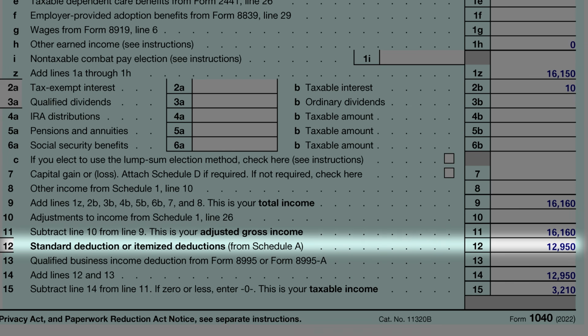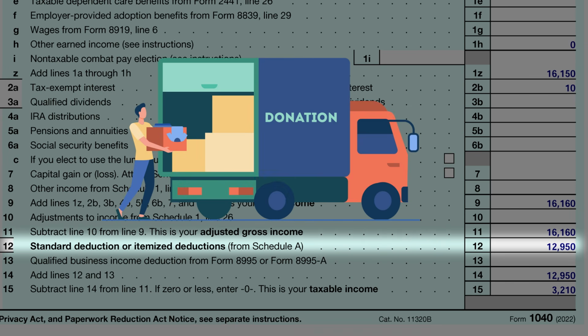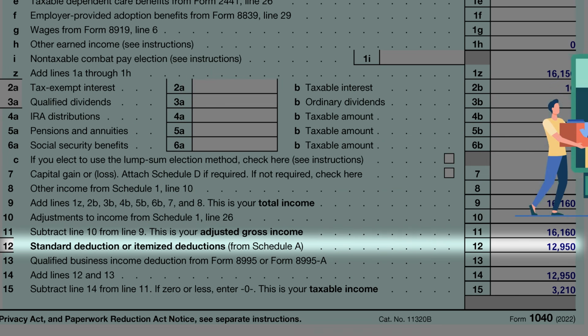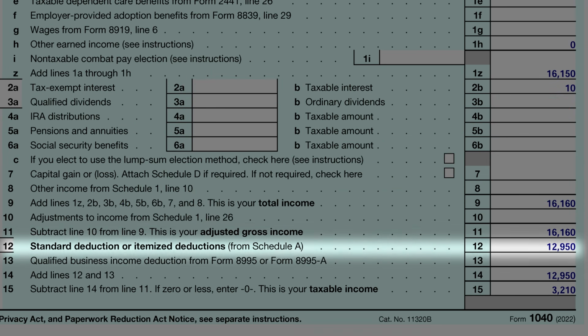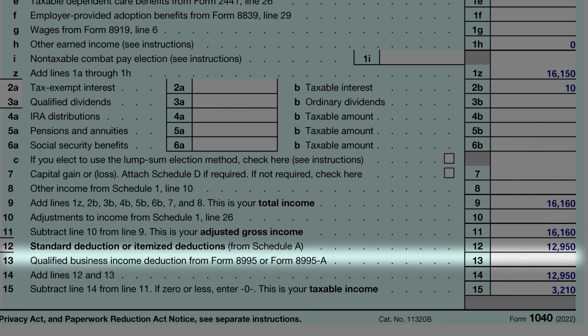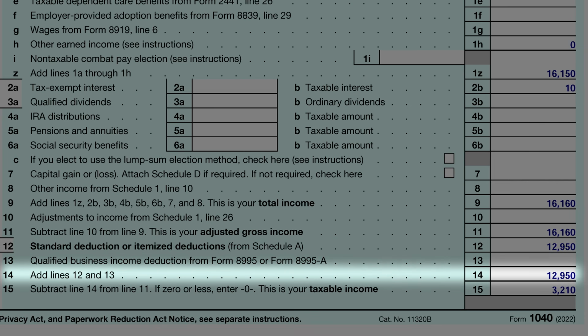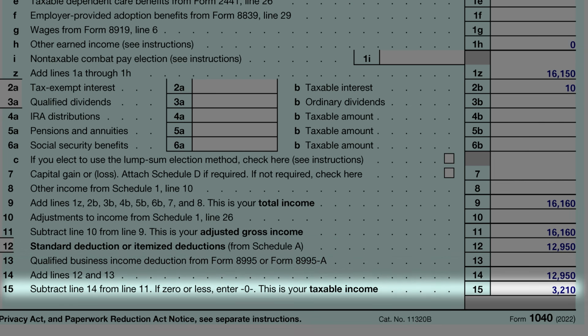Taxpayers should note that for the 2022 tax year, charitable deductions will no longer be found on the 1040 form. Instead, these deductions must be itemized on Schedule A. John had no qualified business income deductions, so that line was left blank. He then subtracted line 14 from line 11 to get his taxable income, which is $3,210.